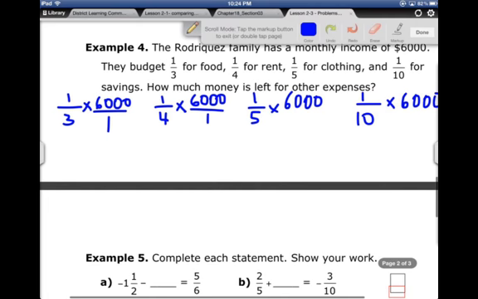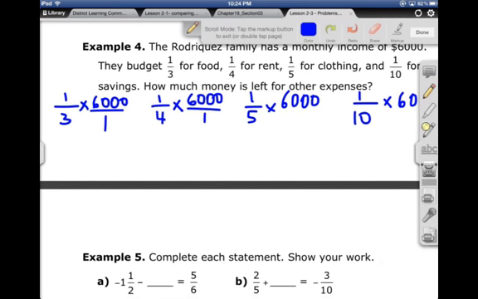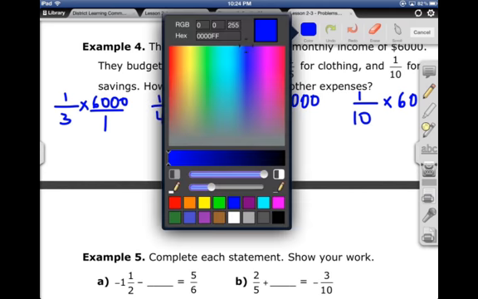Now here's where the cross-canceling will come in super handy. I just want to change my pen color. So we'll go, let's say, black in this case.